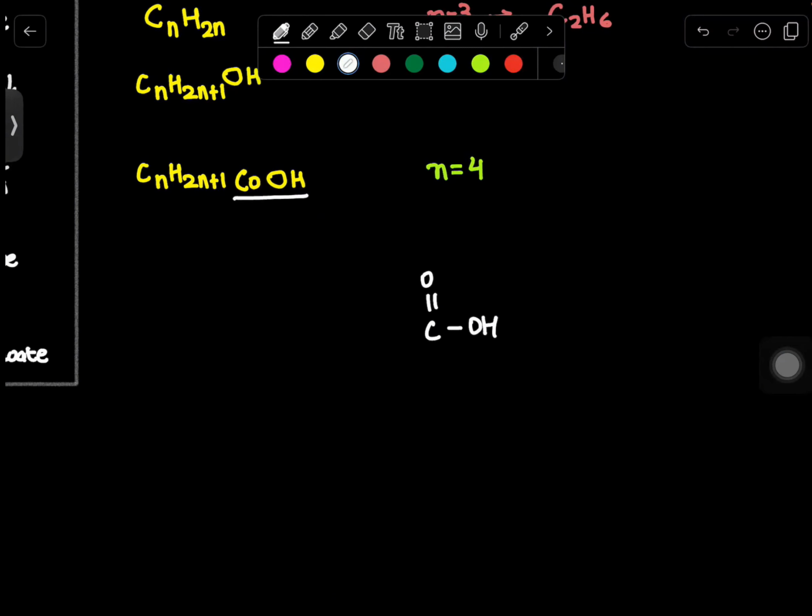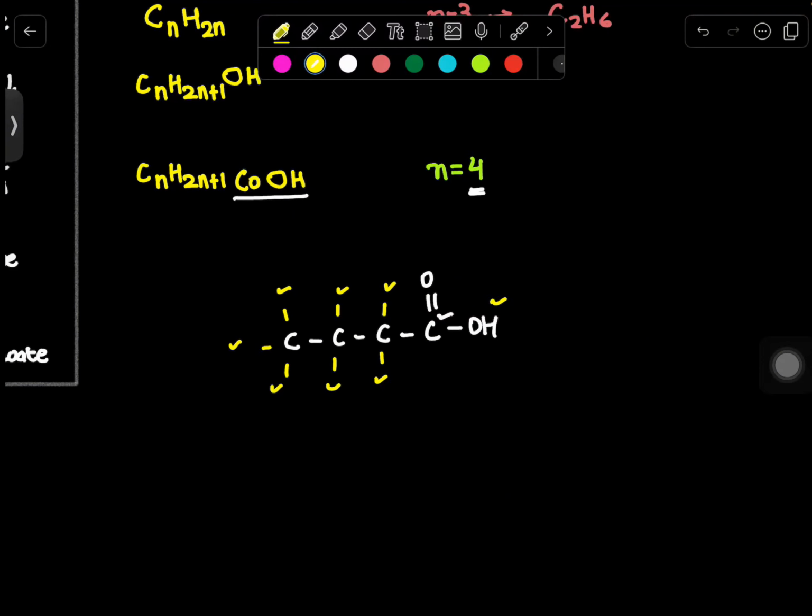COOH. Now there's a total of 4 carbons. 1 is already here, so you're left with 3 more carbons: 1, 2, 3. And you're just going to fill out this structure with hydrogens in the empty spaces, and you will see that there's 1, 2, 3, 4, 5, 6, 7, and 8 hydrogens. Okay? Yes, ma'am. All right.